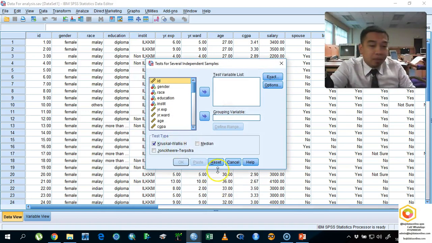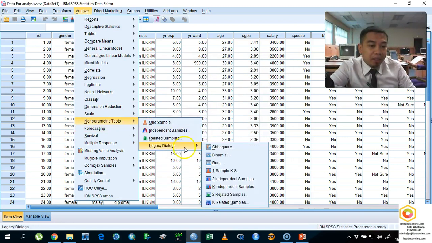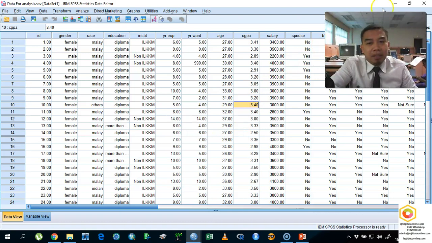Kruskal-Wallis, this one. How to find it is very simple. Under the analyze, non-parametric, legacy dialog, this one. K independent means that more than 2. The K is more than 2. If you see here 2 independent sample, this one is similar with the independent sample t-test, but this one we call it the Mann-Whitney. So this one is the 2 related sample. 2 related sample is a paired sample t-test if data normal. If not normal, this one is what? Wilcoxon rank sum test. Very good.